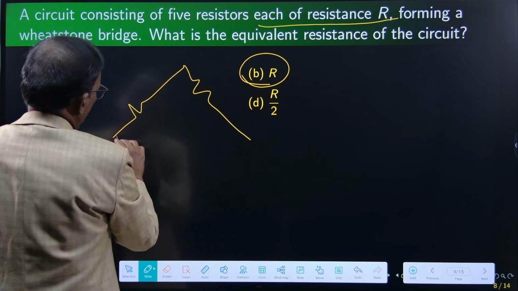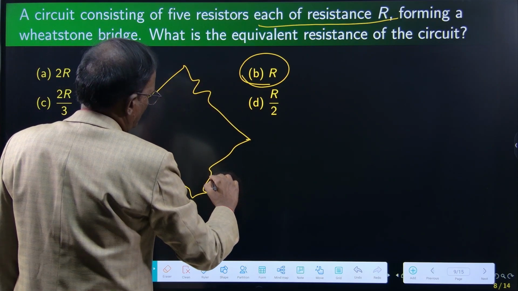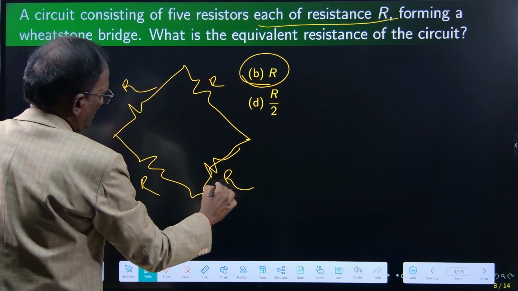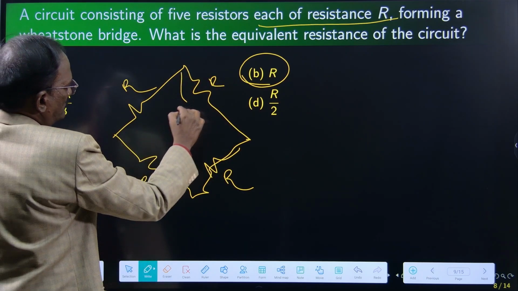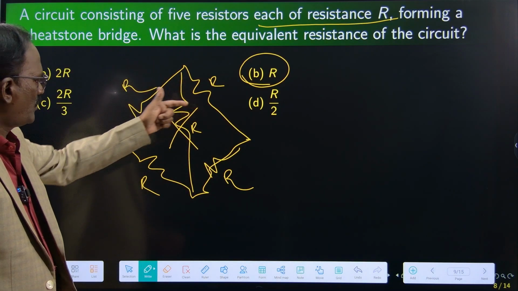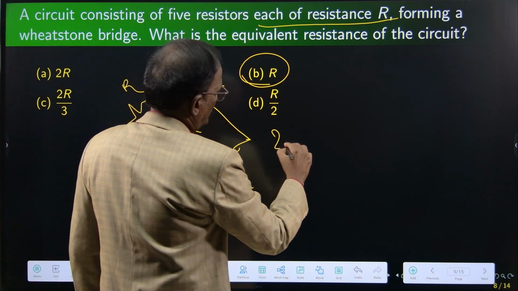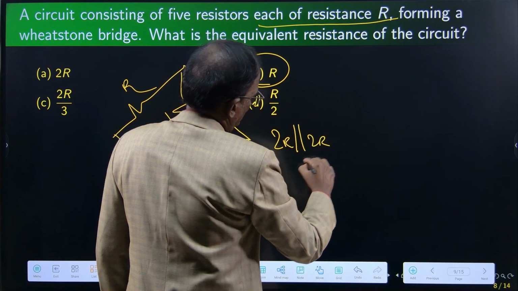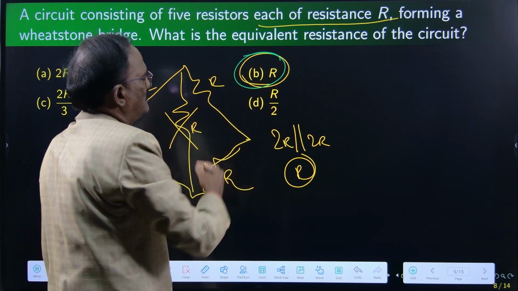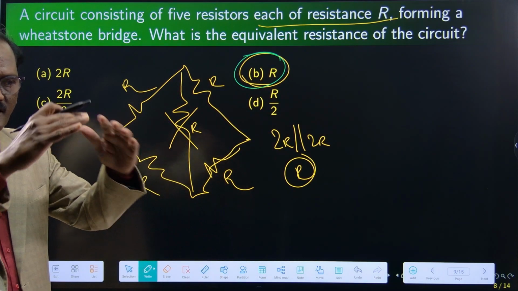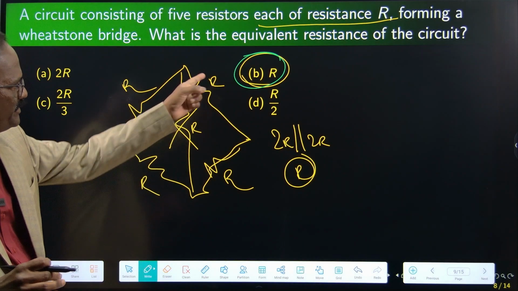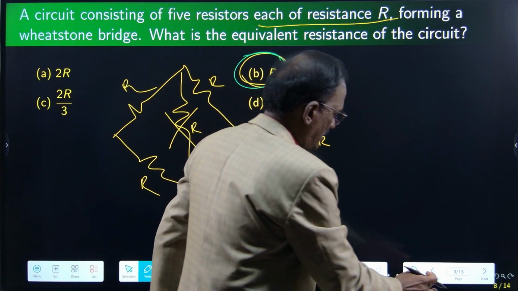R and R. So it is a balanced one, so the 5th resistor is removed. 2R and 2R are parallel. Then R will be the answer. Option B. For a Wheatstone bridge, if all the arms or all the branches have the same value, that value will be the answer. If it is R, R is the answer.